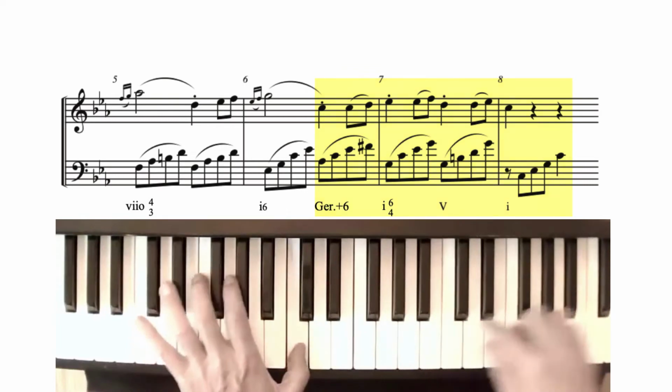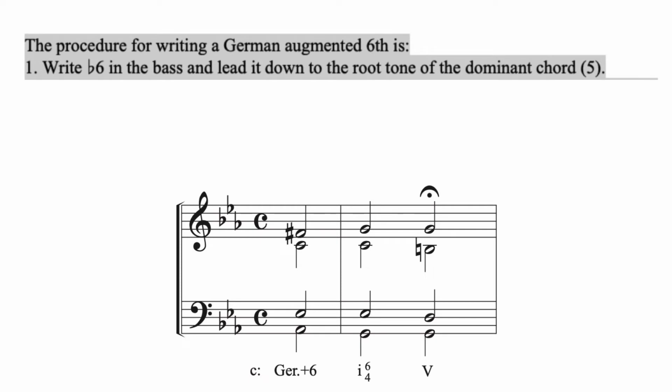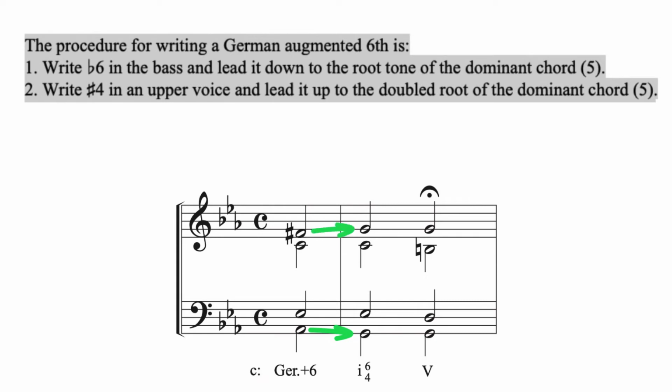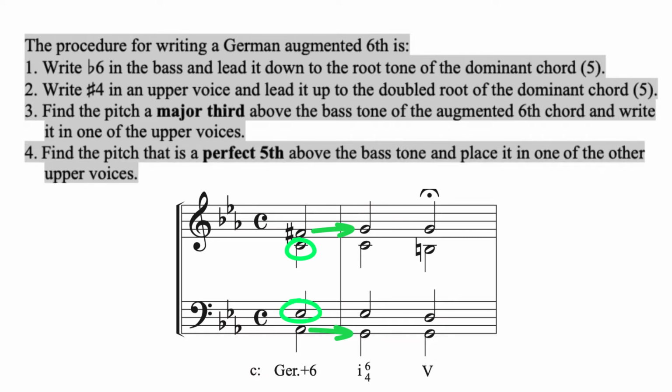This is the procedure for writing a German augmented sixth chord. First, write the lowered sixth scale degree in the bass and lead it down to the root tone of the dominant chord, scale degree 5. 2. Write the raised fourth scale degree in an upper voice and lead it up to the doubled root tone of the dominant chord, 5. 3. Find the pitch a major third above the bass tone of the augmented sixth chord, and write it in one of the upper voices. And 4. Find the pitch that is a perfect fifth above the bass tone and place it in one of the upper voices.